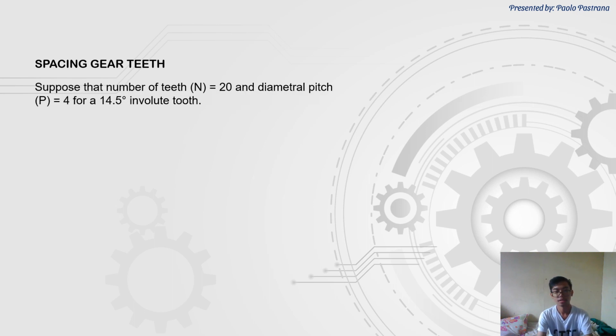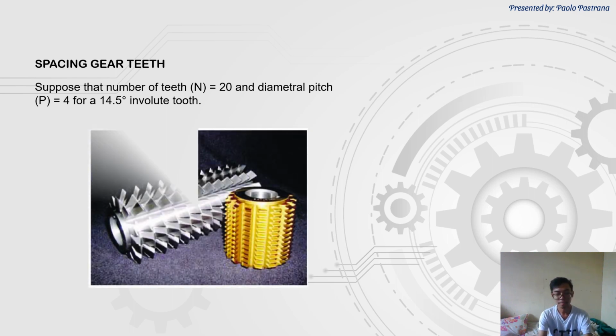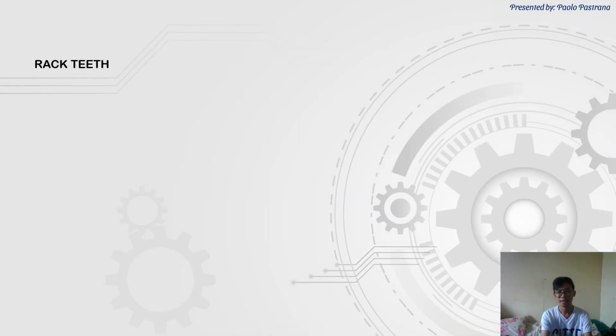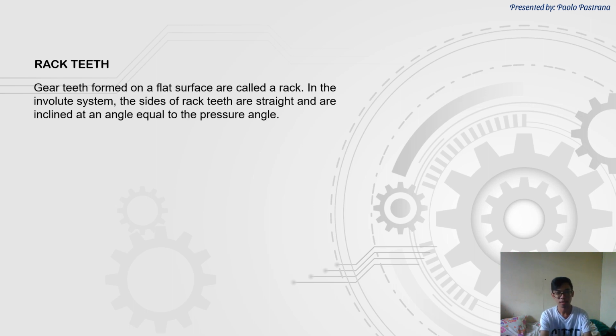Spacing gear teeth. Suppose that the number of teeth equals 20 and the diametral pitch equals 4 for a 14.5 involute tooth. The number of spaces should be 2n, twice the number of teeth, to make the space between teeth equal to the tooth thickness at the pitch circle. Rack teeth. Gear teeth formed on a flat surface are called a rack. In the involute system, the sides of rack teeth are straight and are inclined at an angle equal to the pressure angle.